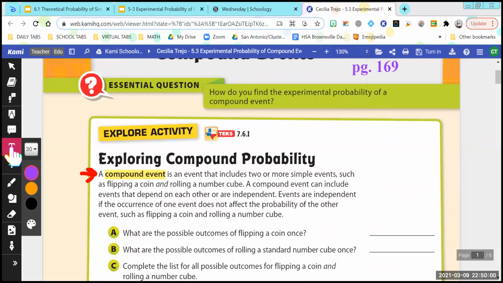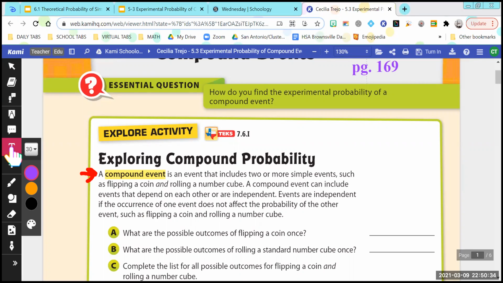And they gave you a good example. You could be flipping a coin and rolling a number cube or a die at the same time. And a compound event can include events that depend upon each other or are independent. So the event could depend upon the other event, or they can be totally separate things and not depend upon each other. Events are independent if the occurrence of one event does not affect the probability of another event, such as flipping a coin and rolling a number cube.